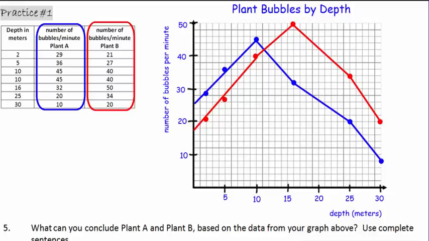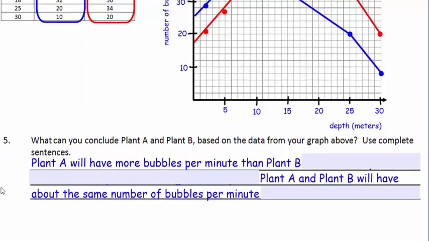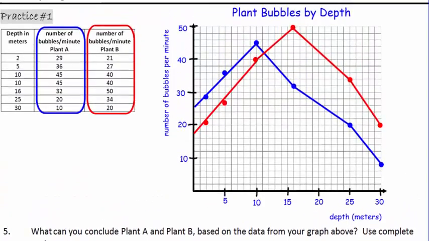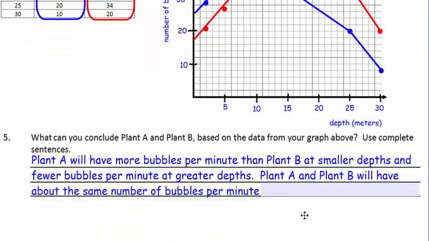So let's use our graph to interpret, sort of like what we did with our distance time graphs. So this says, what can you conclude about plant A and plant B based on the data? So plant A is going to have more bubbles per minute than plant B when? So here we've got more bubbles for plant A than plant B. So up until 10 meters, looks like, plant A has more bubbles. After that, plant A starts to drop off. Plant B is still increasing in bubbles up until, looks like, what is that, 16 meters? Okay, so that's something we can say.